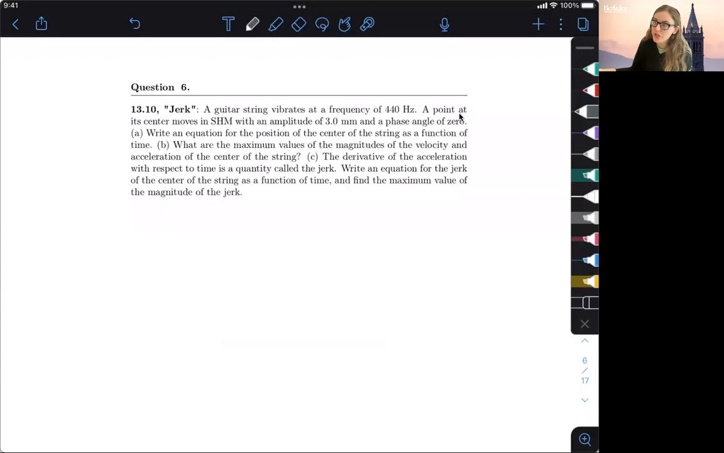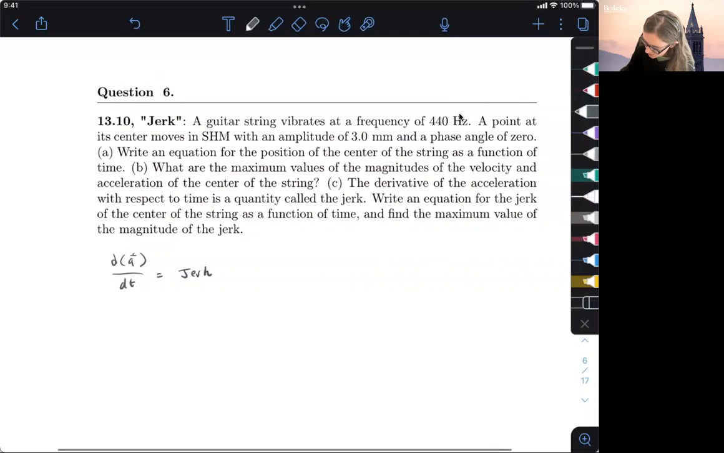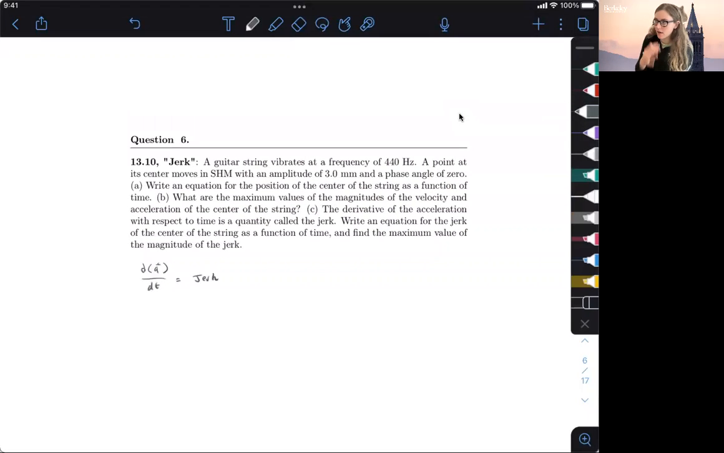Okay, so this question talks about something called jerk. Jerk is a quantity that basically just means the derivative of the acceleration. So the derivative of some acceleration, I'm not sure if it's in x or y, but we'll say the derivative of acceleration with respect to time is equal to jerk. Okay, so it's a specific numerical quantity here.